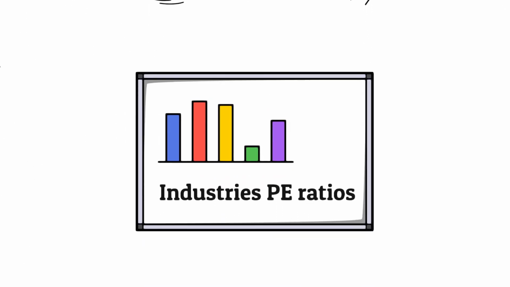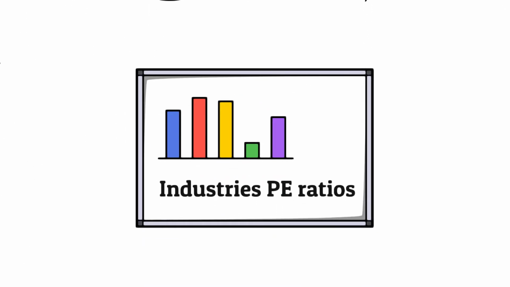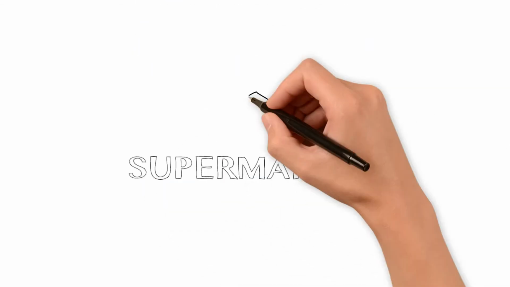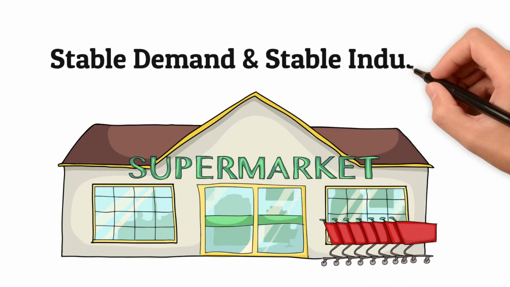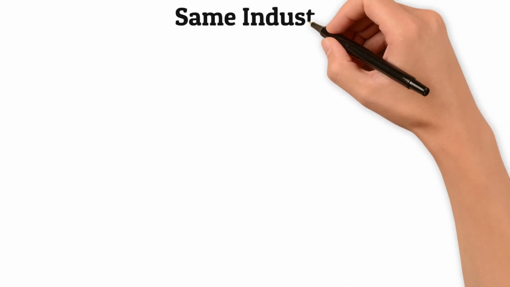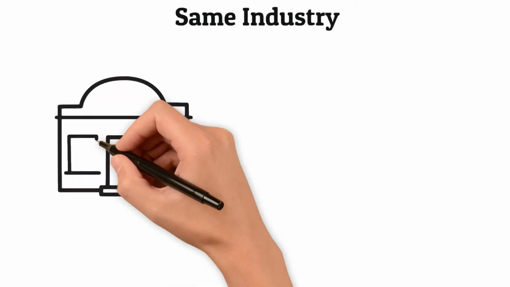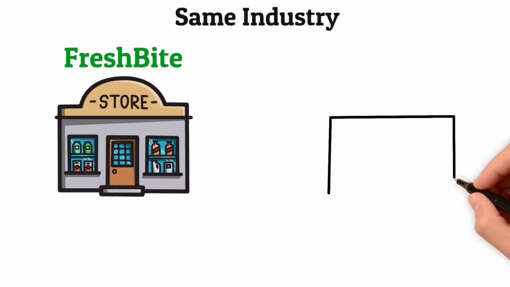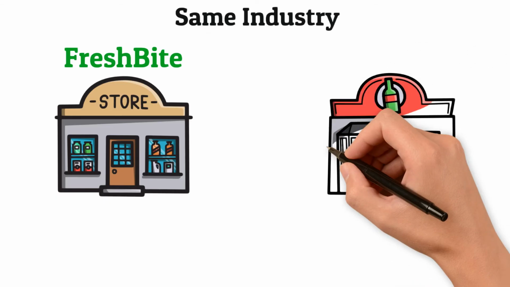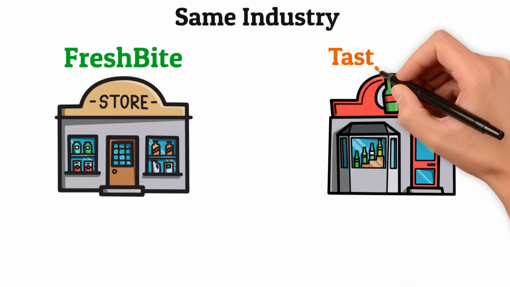Each industry has its own normal range of PE ratios. For example, consumer goods companies often have moderate PE ratios, reflecting their steady demand. Comparing a company's PE ratio to the average for its industry is more meaningful than looking just at the PE ratio of a single stock. Let's imagine two companies in the consumer goods sector, Freshbite and Tasty Treats.